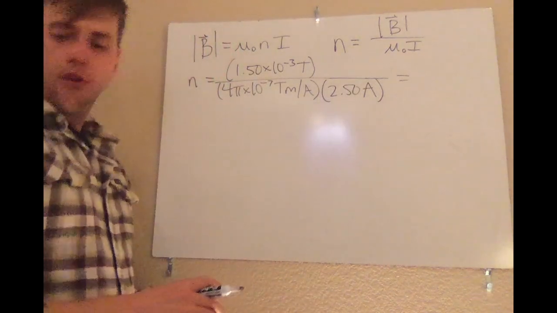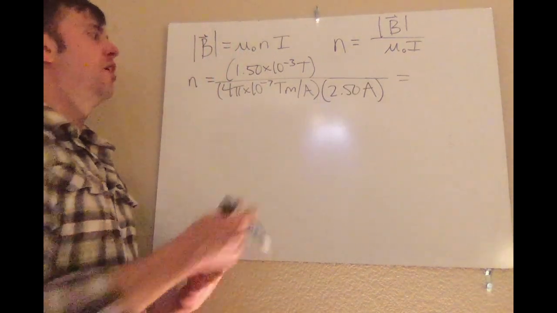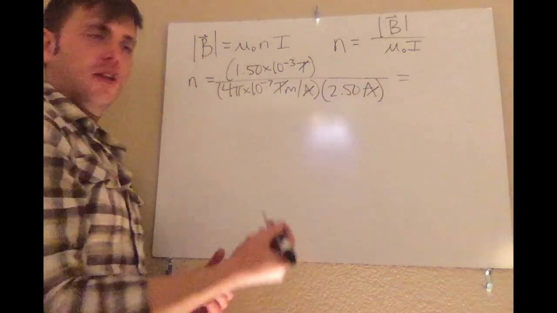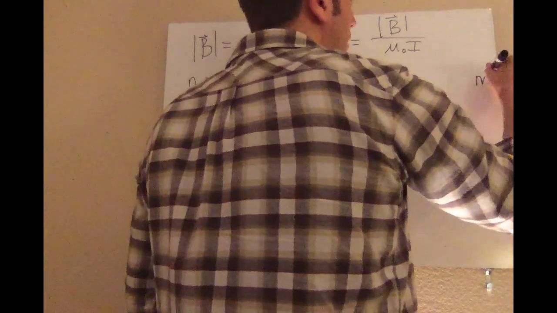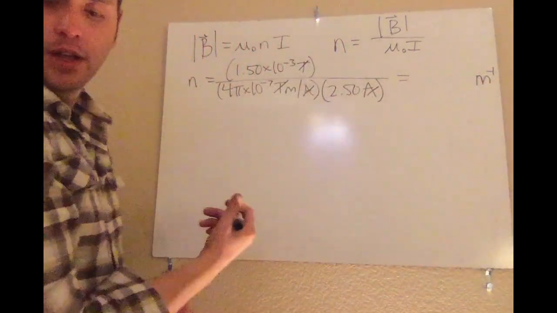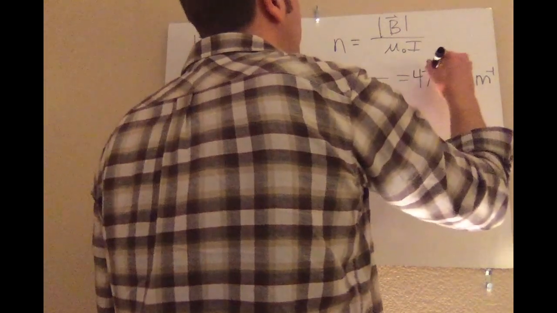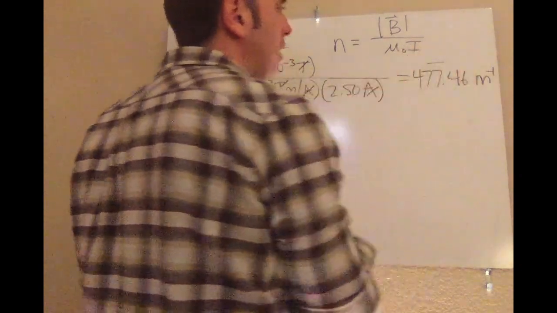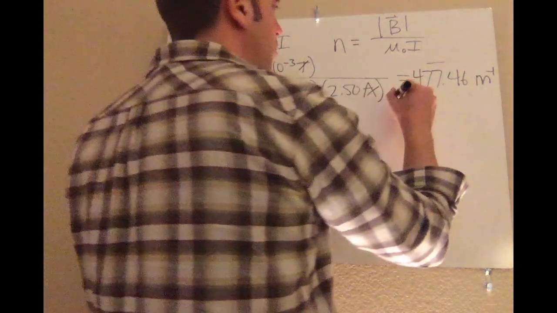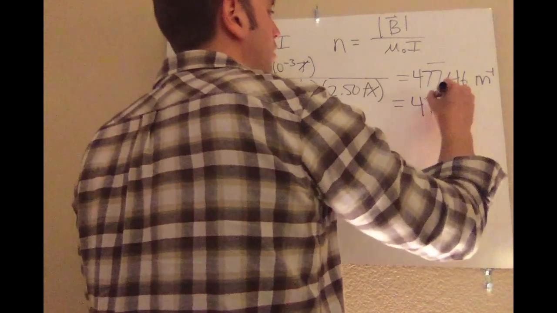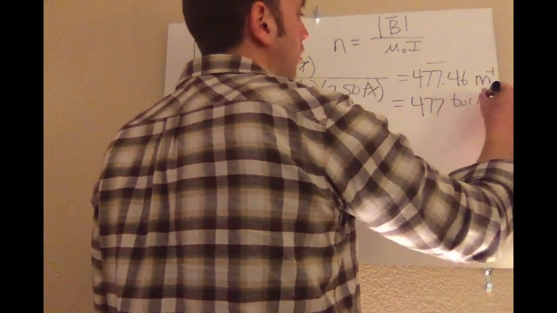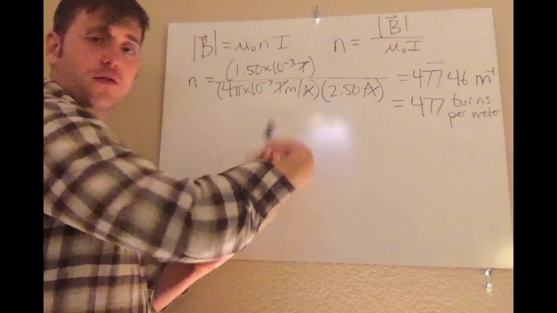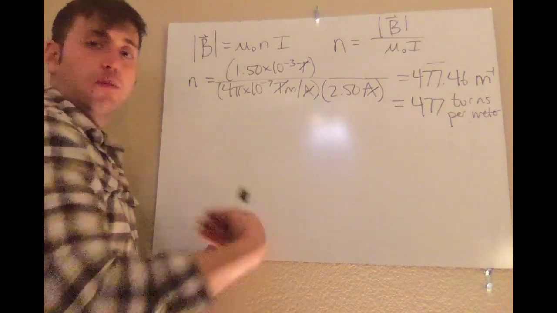Okay. So if you look at the units that come out of this, you see that Tesla cancel out, and so do amps. And it looks like on the bottom we're left with meters. So we could consider the units here to be inverse meters. And the number we get is 477.46. We'd round that to a nice 3 sig figs. And the way to interpret this is 477 rounded off turns per meter.